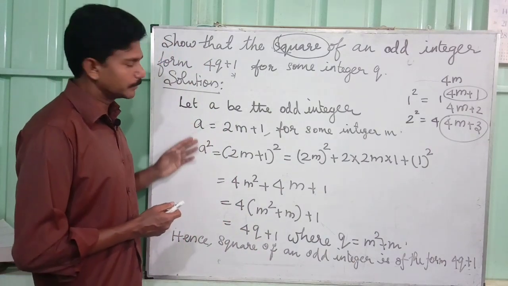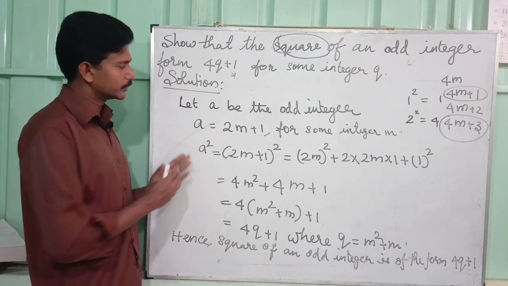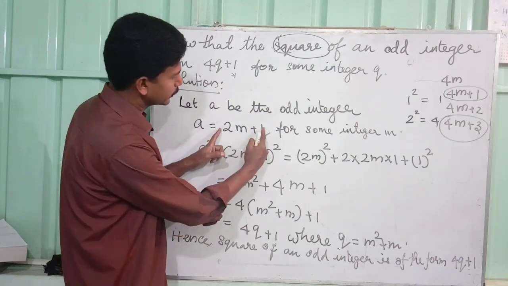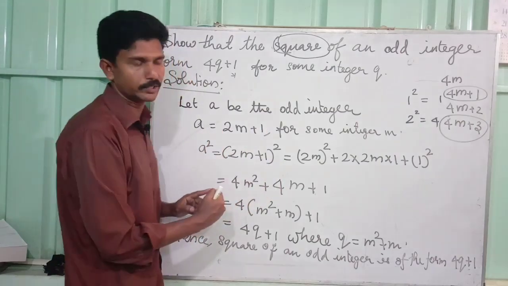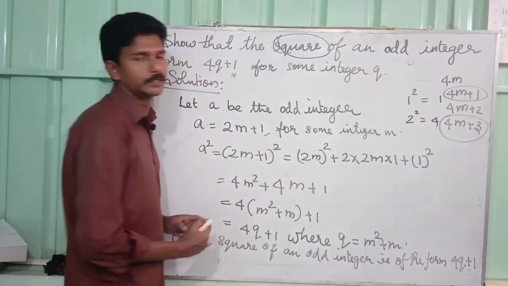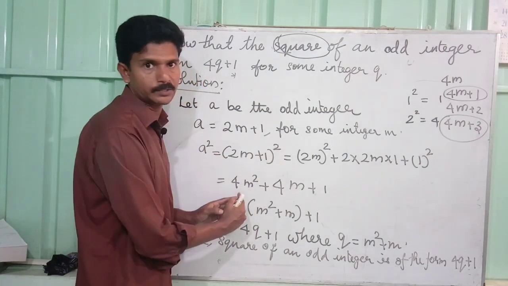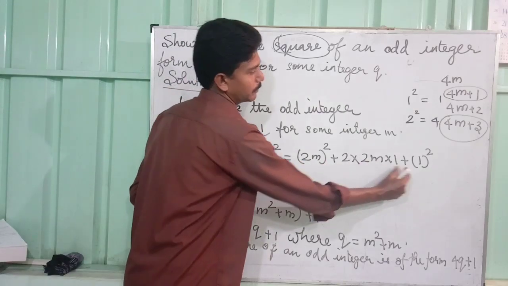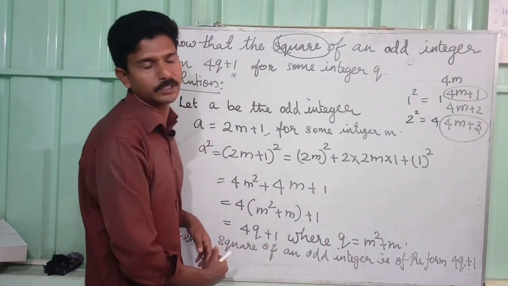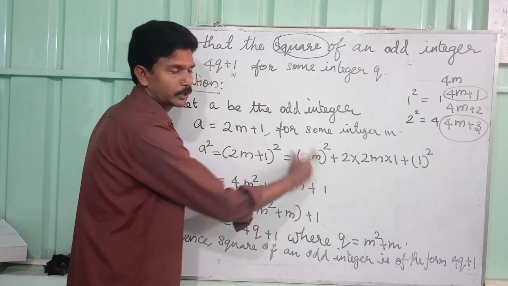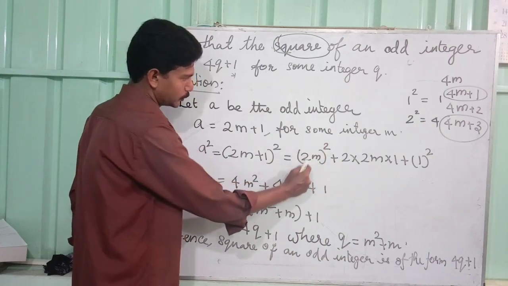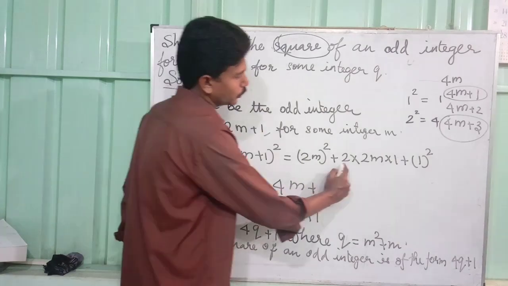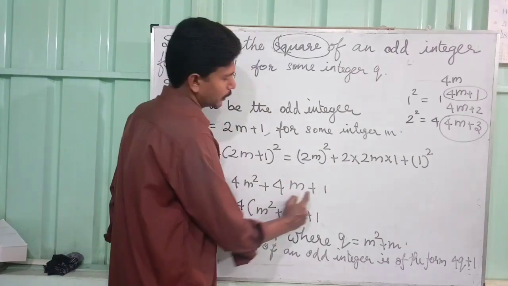Now we are squaring both sides of this equation. a square equals 2m plus 1 whole square. This is a plus b whole square, so we expand: a square plus 2 into a into b plus b square. 2 square is 4, and m square is written the same way, plus 2 into 2, that is 4, into m, plus 1.